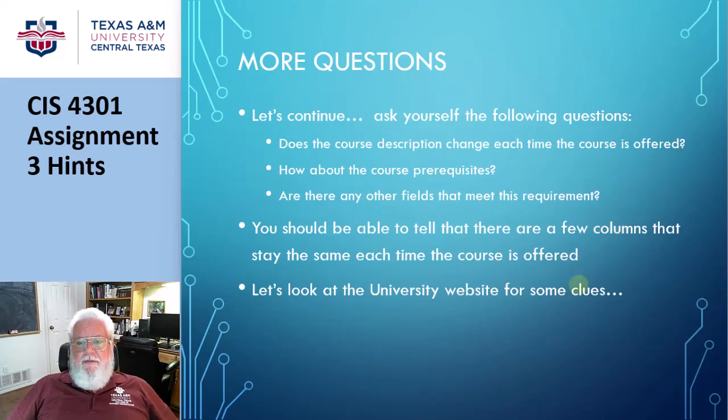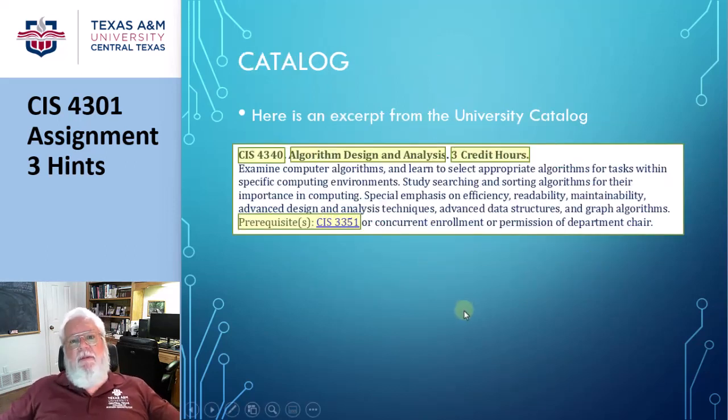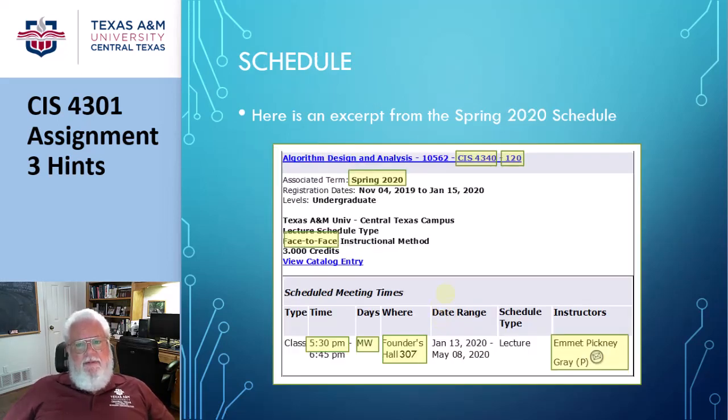Okay. So let's look at the university. Here's an excerpt from the catalog. So here's a course. It's got the course and then a title or description, the number of credit hours, and the prerequisites. So those are the kinds of things that I'm thinking that do not change, right? If we offered this course 5 times, 100 times, or 0 times, this part would always be the same.